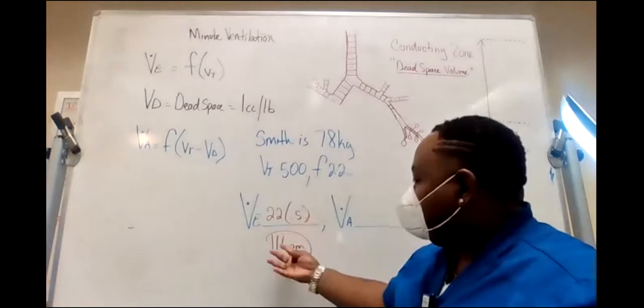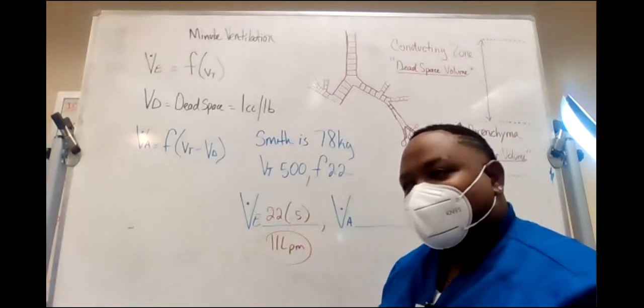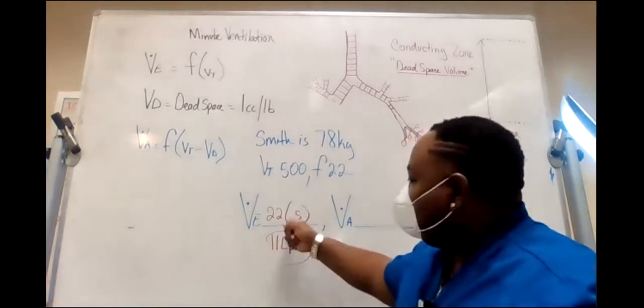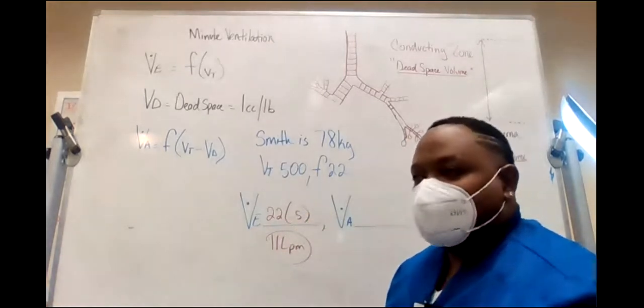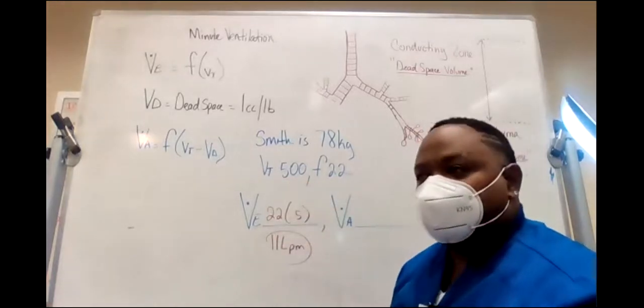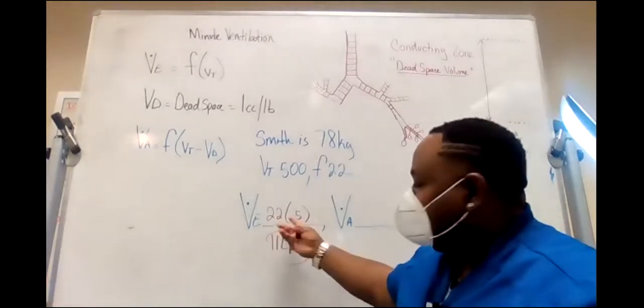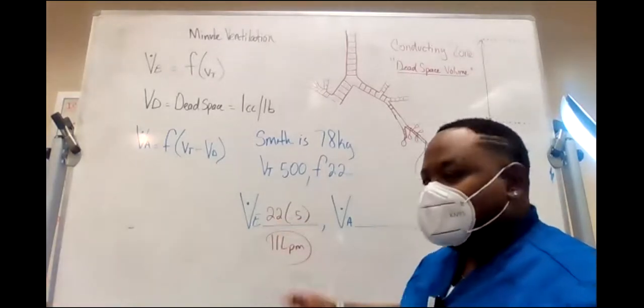Now, if you did 500, you would have got what, 11,000 or something like that? You got to move the decimal to make it liters. So that's why I say do 0.5, or whatever your tidal volume is, in decimal form, so it comes out in liters at the end. Okay? 22 times 0.5 is 11.